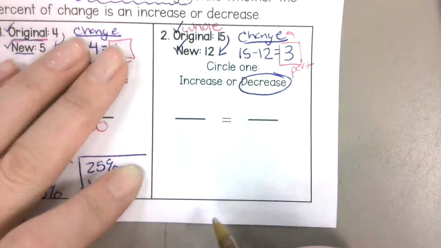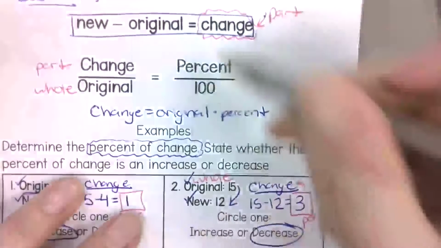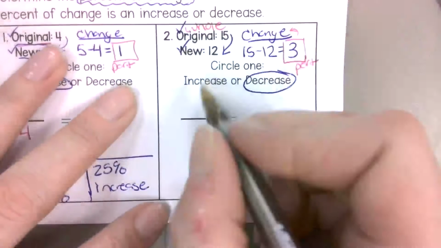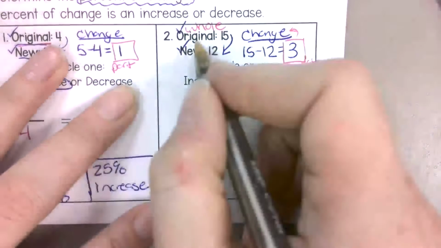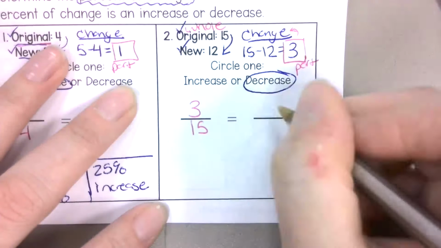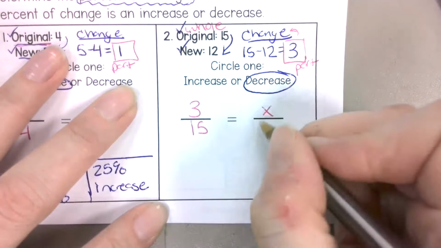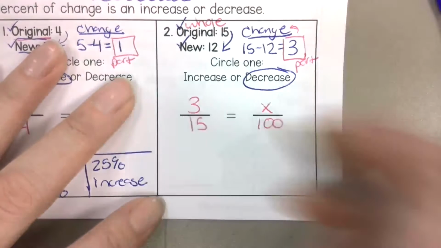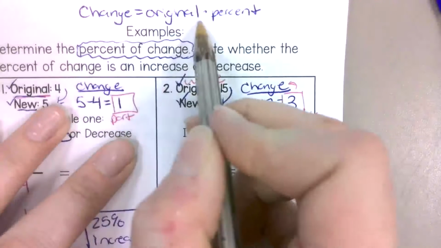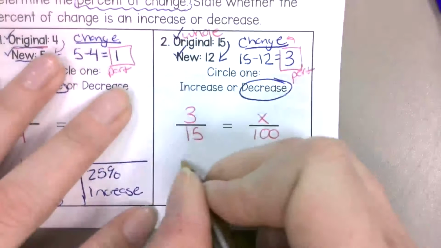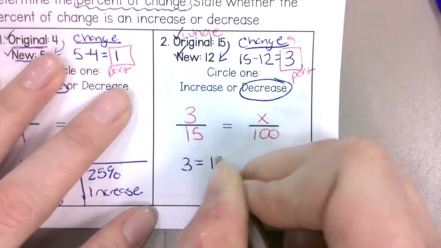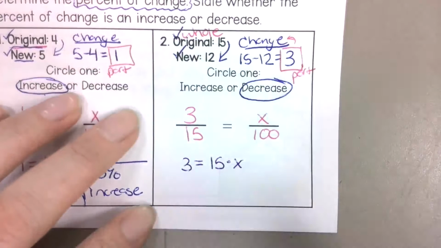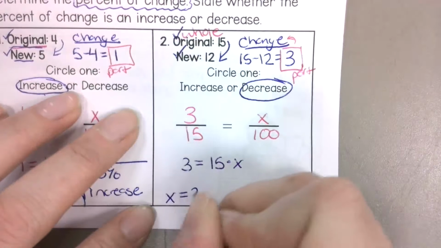Now we need to fill in our proportion, which again is change over original equals percent over 100. So we have our change of 3 over original of 15 equals our percent, which we don't know, x over 100. If you're setting up your equation, it would be change equals original times percent. So change, 3, equals original, 15, times our unknown percent. When you solve these out, you should get x equal to 20%.